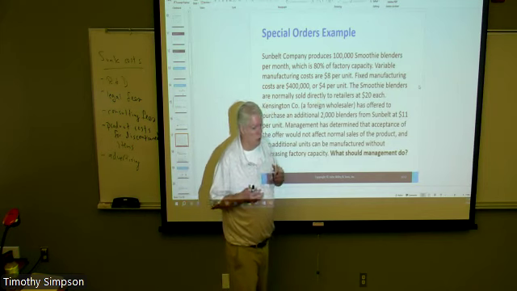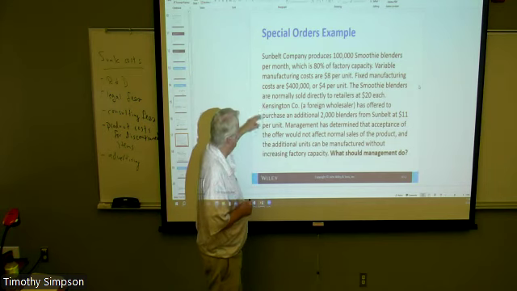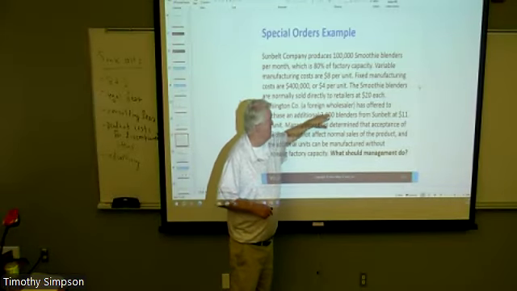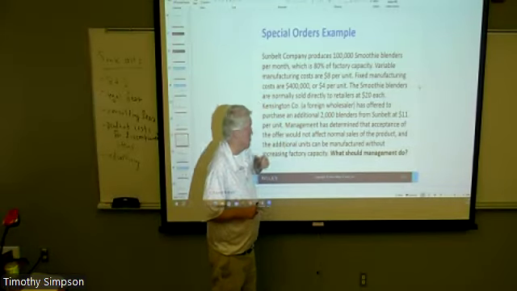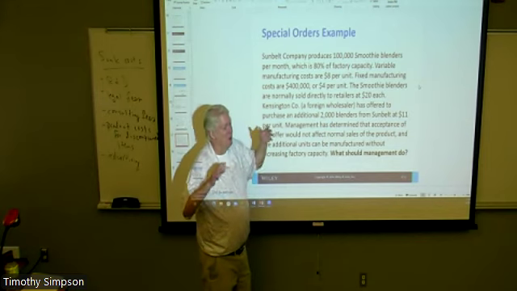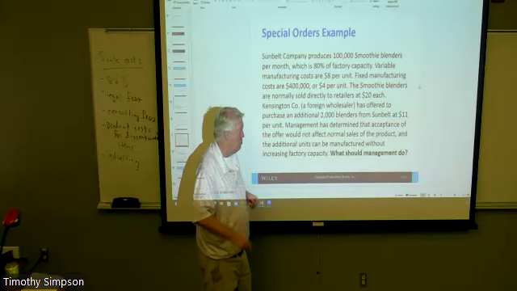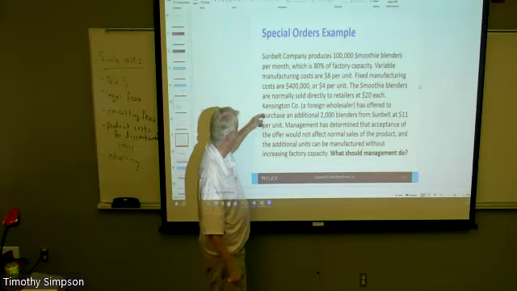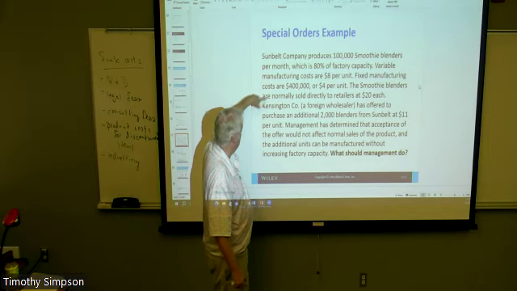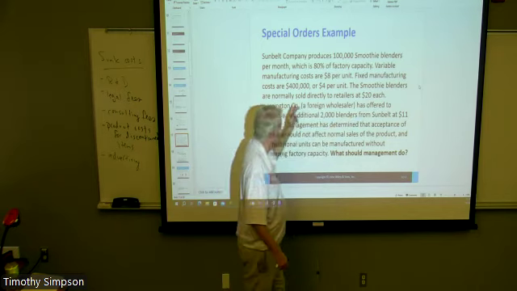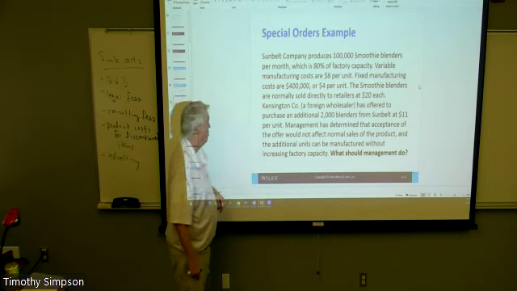In other words, that's a wholesale price, right? Kensington's is a foreign wholesaler, and they put in this foreign example here just to make clear the point. They're not going to be resold in the same market at a lower price to cannibalize this Sunbelt company's sales. They've offered to buy an additional 2,000 blenders at $11, not 20, but 11. So the question is, well, what do we do about this?